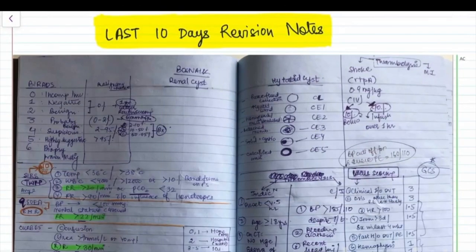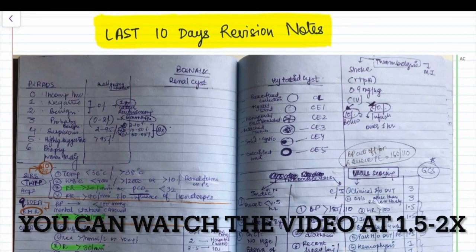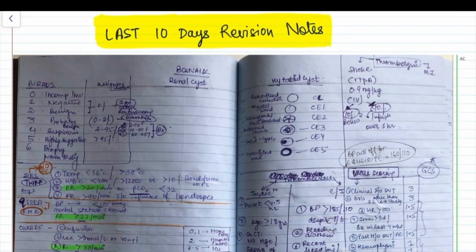Hi everyone. Today I'm here not to discuss any particular topic with you, but to discuss one of my strategies which I use to concise my notes. This strategy really helped me to concise my notes to revise in the last 10 days. This is a look at my last 10 days revision notebook, and here I've tried to summarize some of the common things which we easily forget.